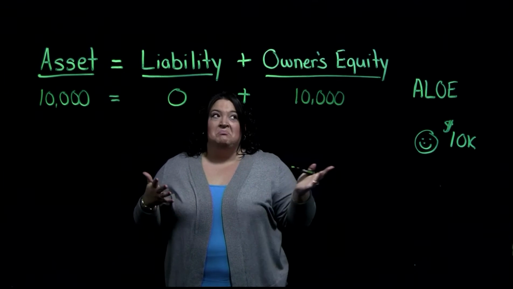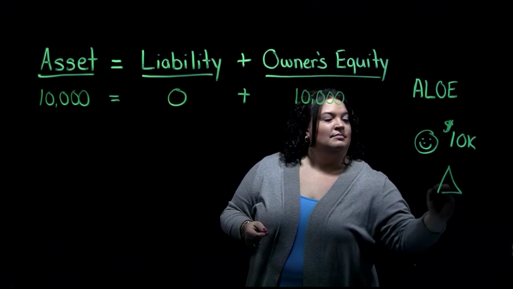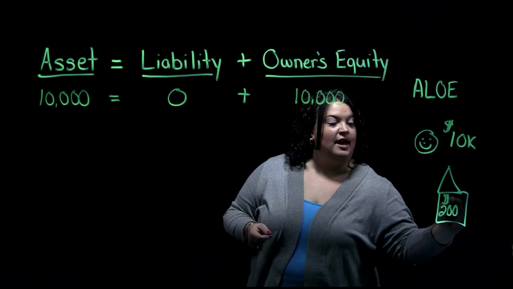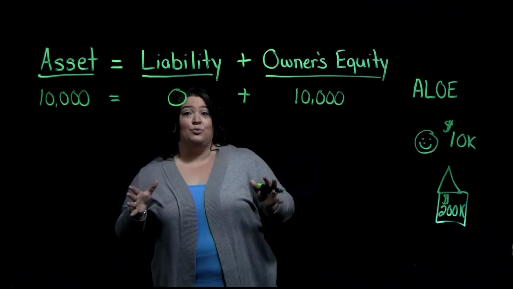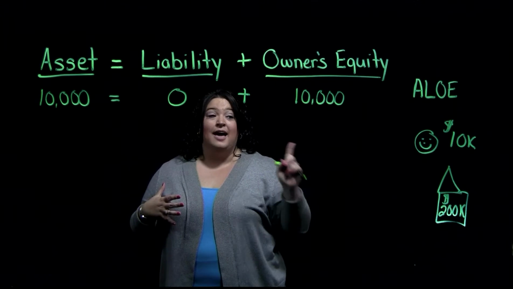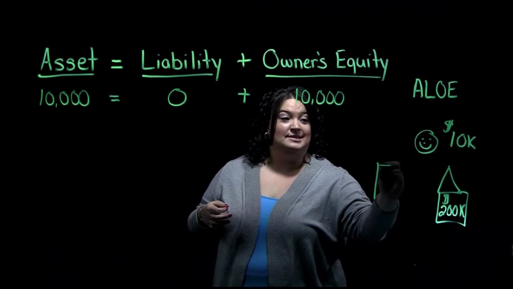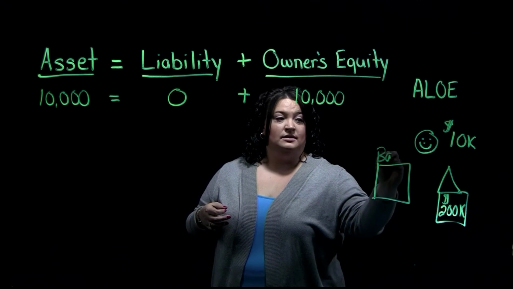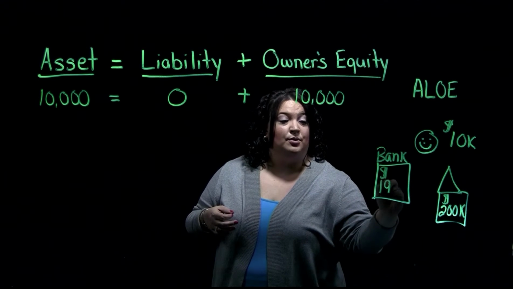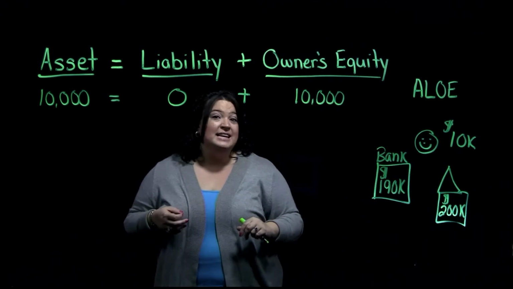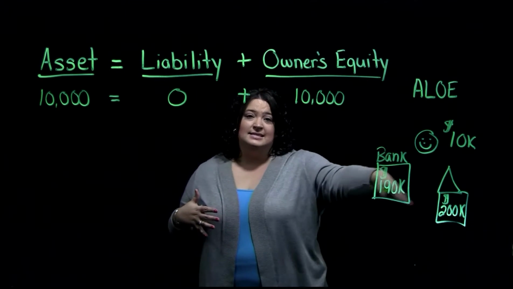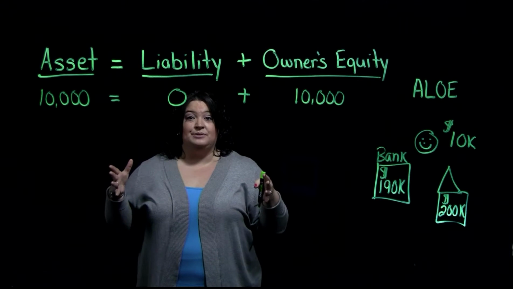Now let's say I go house shopping. And I go and I find a house, and I find a house for $200,000. It's a great house and I really want it. Well, I only have $10,000 in cash, and that means I have to go someplace else. I have to go to a bank. And I have to ask them if I can have a loan in the amount of $190,000. So now we have a different scenario. Let's take this scenario and put it into the accounting equation.